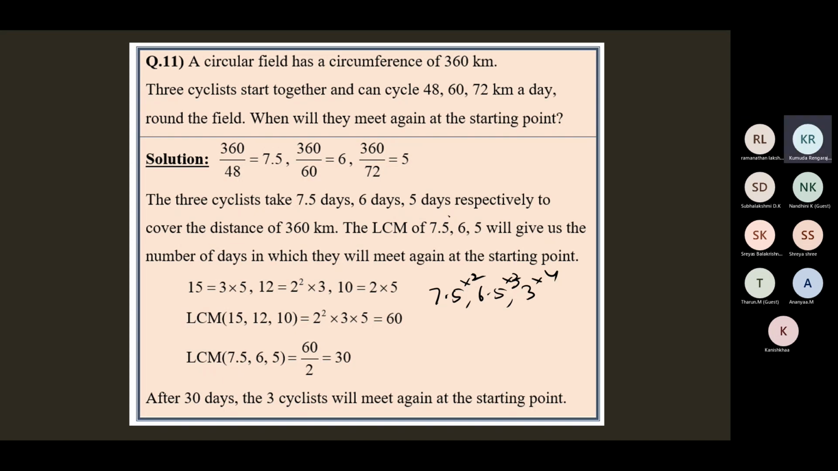So here when you multiply by 2, you can even multiply by 4, then divide the LCM by 4. But it's enough to multiply by 2, no? Because 7.5 into 2 is 15. So find the LCM of 15, 12 and 10, 60. Now divide that LCM by 2. This is the LCM of the numbers 7.5, 6 and 5.